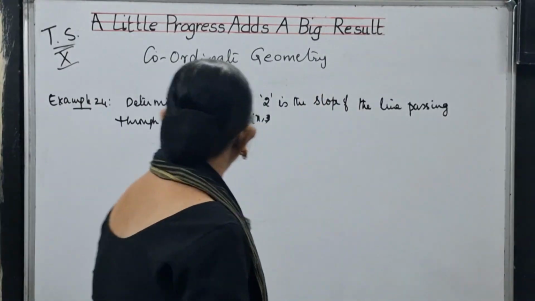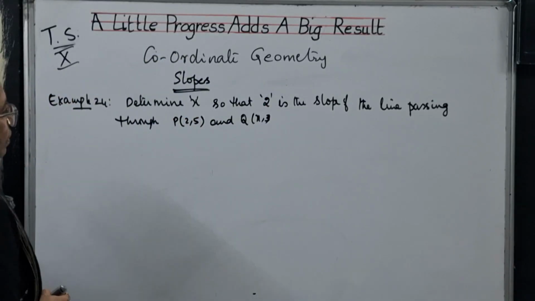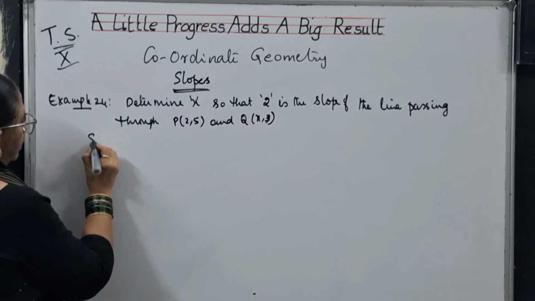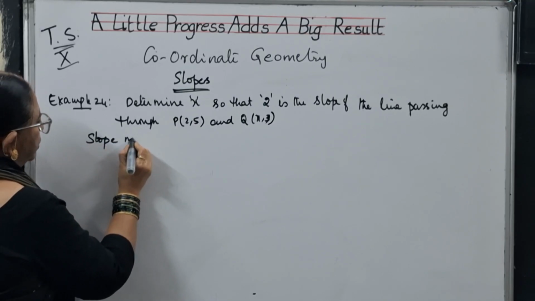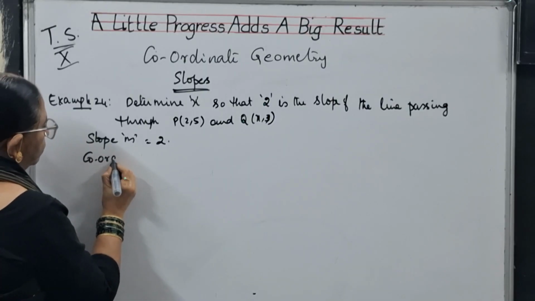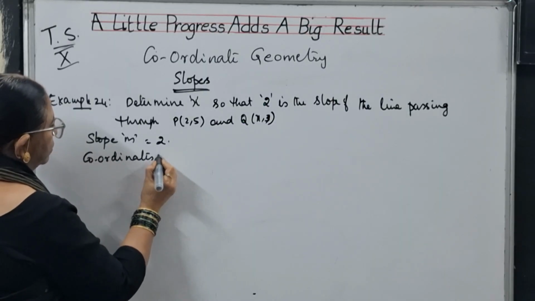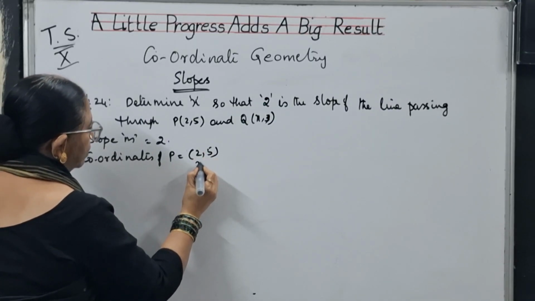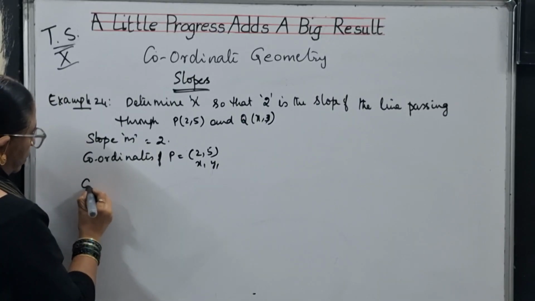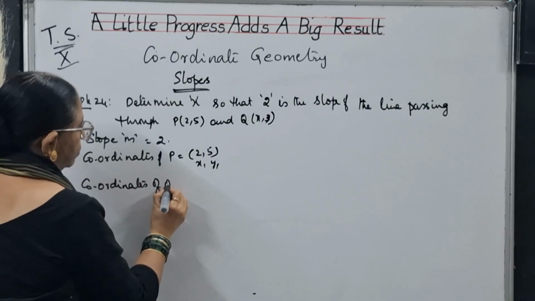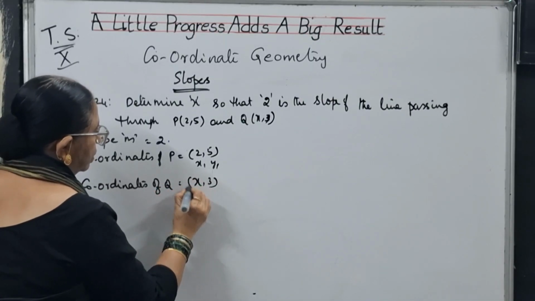Now, example 24, children. Determine x so that 2 is the slope of the line passing through P(2, 5) and Q(x, 3). So what is it that they have given? They have given slope, that is m is equal to 2. And coordinates of P: 2, 5. That means x1, y1. Then coordinates of Q: x, 3.